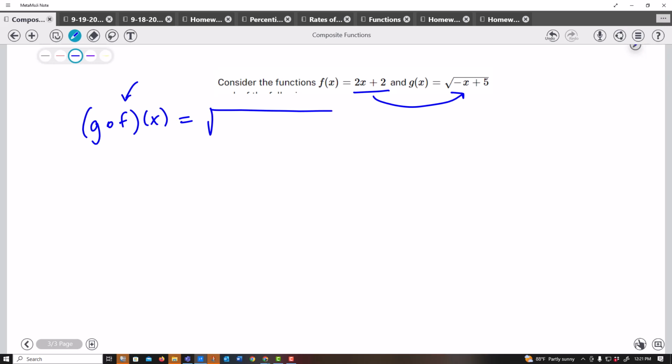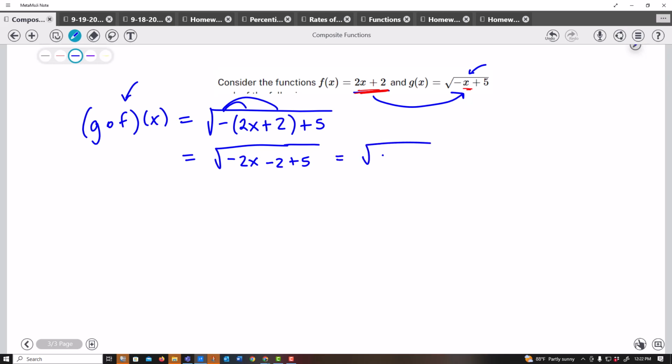So you've heard me say that anytime I plug in for x, I tend to put it in parentheses, so 2x plus 2, and then when I have a plus 5. So hopefully you can see that got plugged in only for x. And I can work this out. I can distribute this negative sign, so that would be negative 2x minus 2, and that plus 5 is on the outside. So it looks like that would be the square root of negative 2x plus 3. Okay, so that gives me my composition.